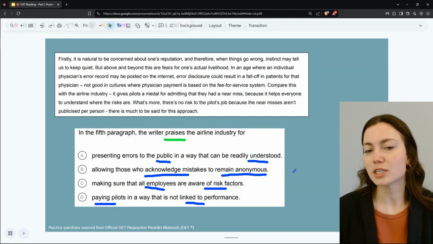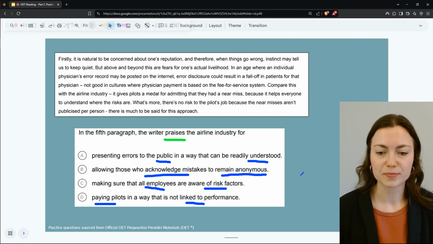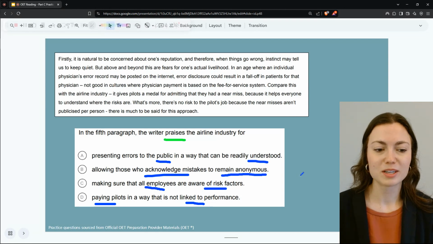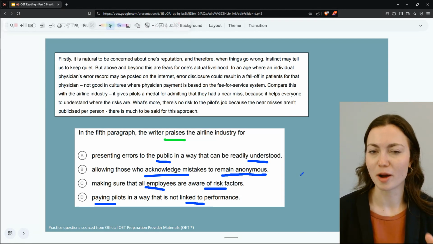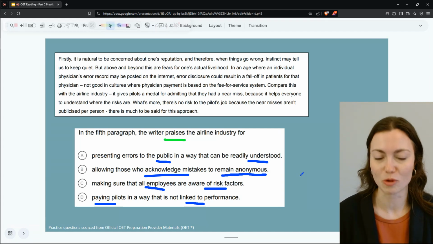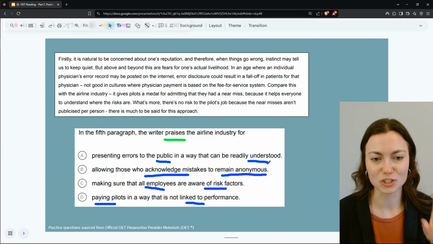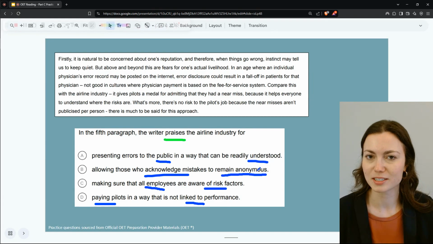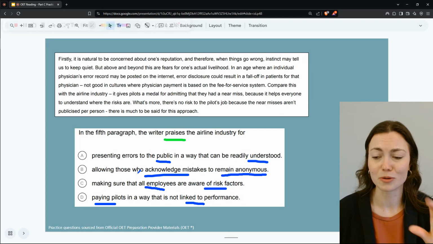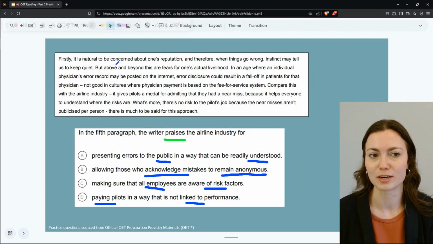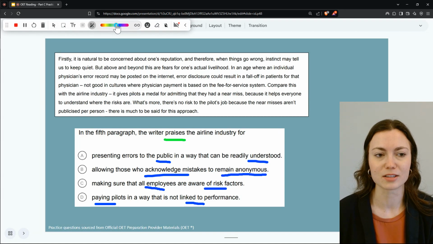So my question for you is, with this one, did you have difficulty deciding between two options? If you did, that is totally normal. This is a kind of question where two of the options you can pretty clearly eliminate. And then there's two options where a very close, careful reading is required. So let's take a look here.